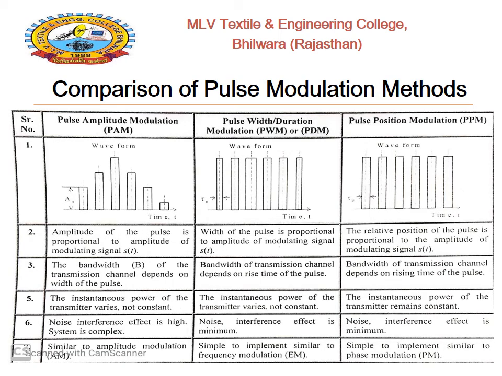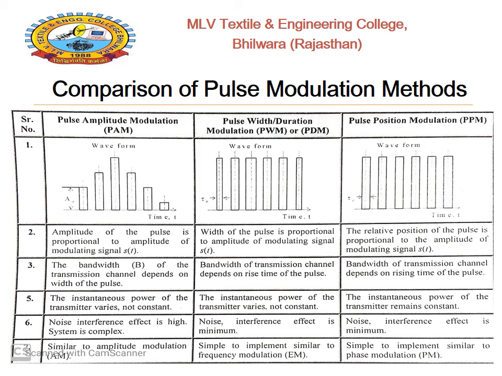Okay, this slide will provide the comparison of pulse modulation methods, different types of pulse modulation methods. Basically there are three types of pulse modulation methods: PAM, PWM and PPM. There are various parameters. The first parameter is the waveform, where in case of PAM, the amplitude of the pulses is changed according to the modulating signal.